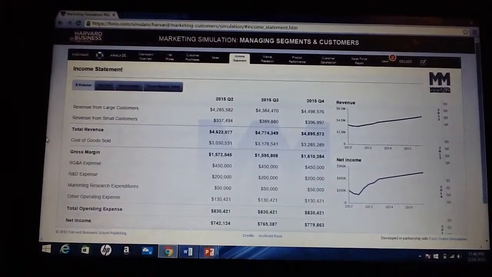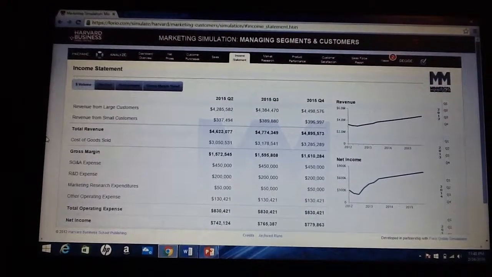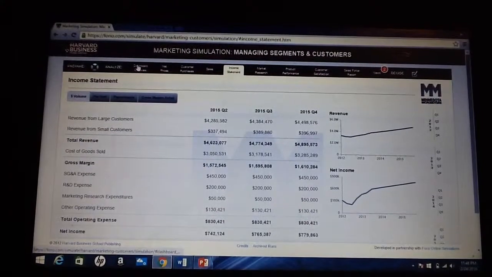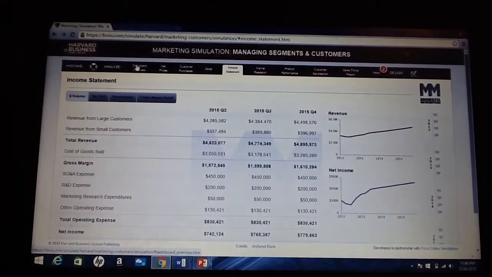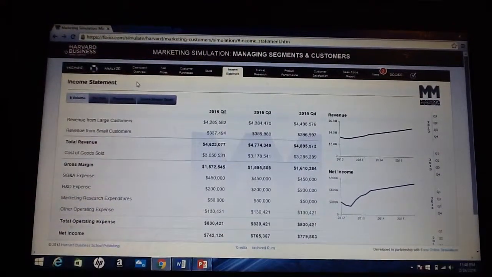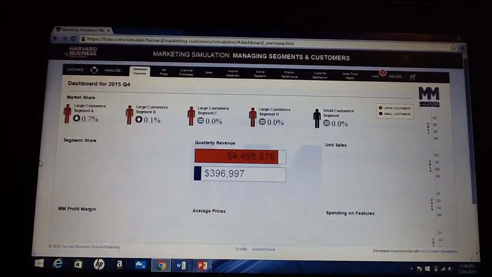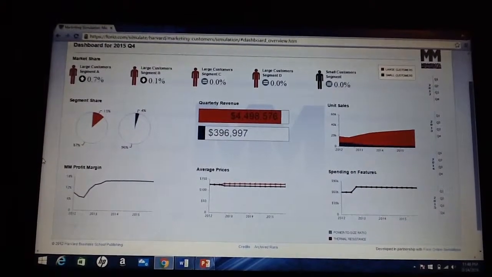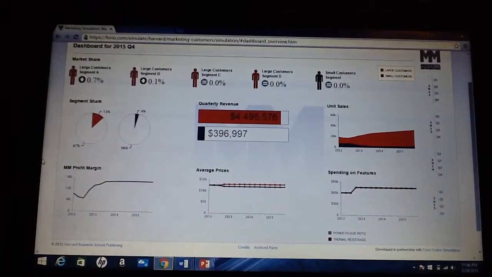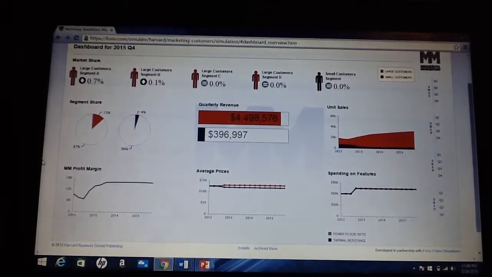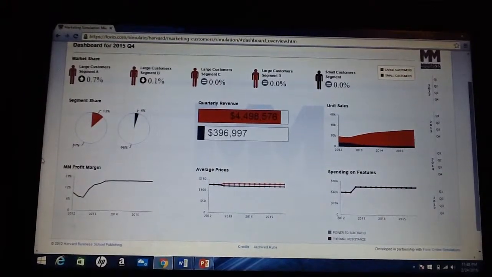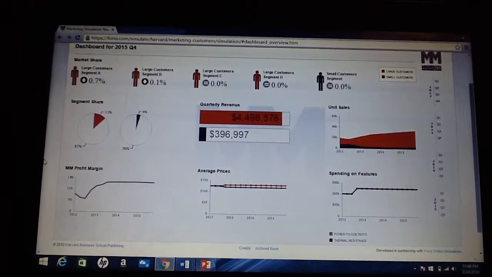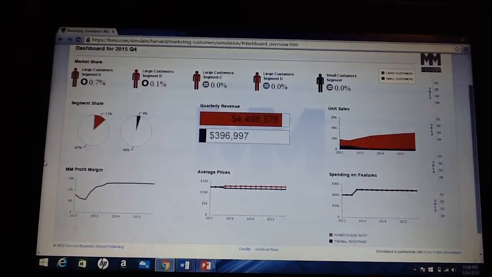Using the marketing and financial metrics helped me analyze my performance. For example, looking at my quarterly revenue helped me compare my performance from the previous quarter. If my revenue was increasing, I knew that I was on the right track. If it was stagnant, I might want to make some changes. And if it was decreasing, I definitely needed to make some changes.